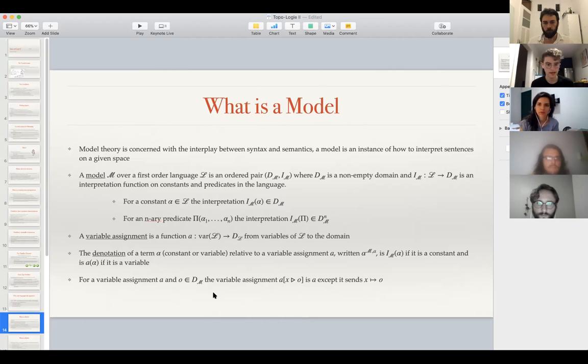It's pretty good. And this denotation, which is also used there, is basically putting the variable assignments and the interpretation together. So if it's a variable, you just put the variable assignment in. And it's always relative to variable assignments.